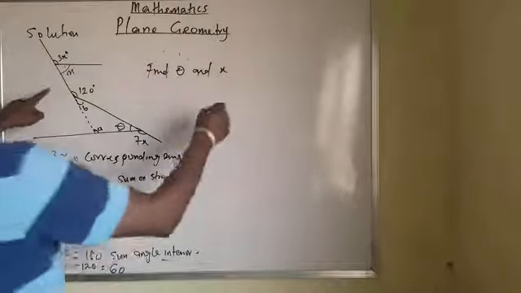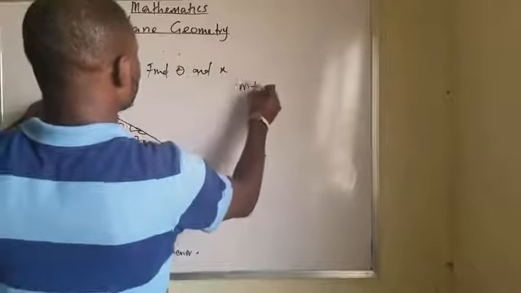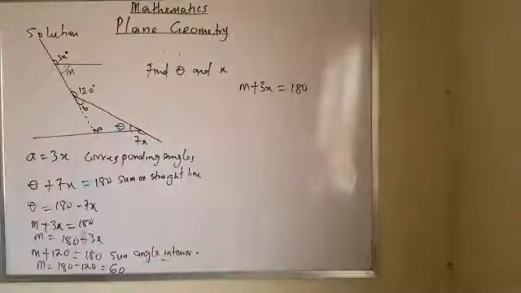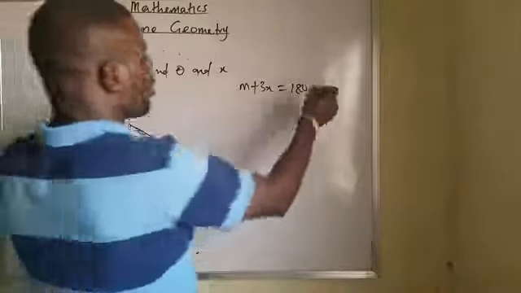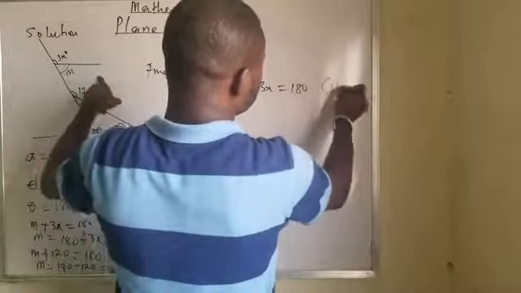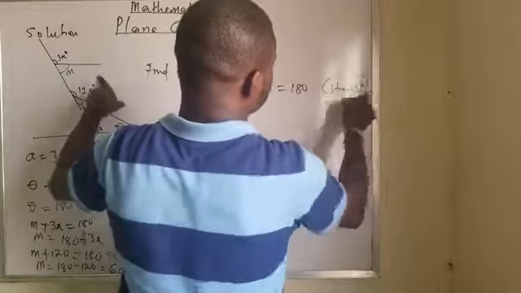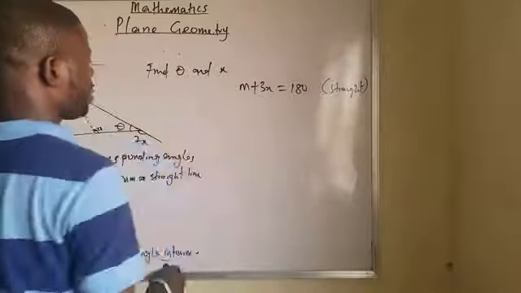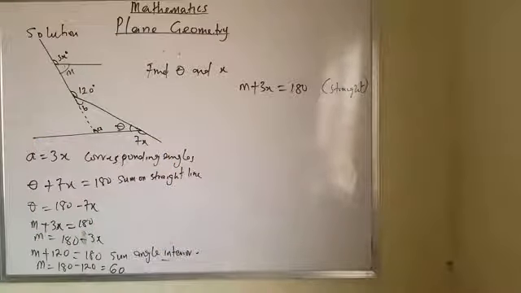My m plus 3x equals 180. Since I have that, it means sum of angles on a straight line. Now, it equals 180, which means I'm not solving anything. I'm just moving around. Okay, what can I do at this point?